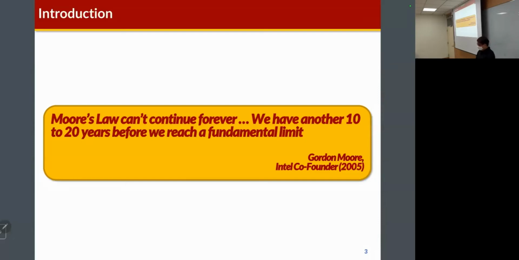Moore also said that Moore's law can't continue forever. We have another 10 to 20 years before we reach a fundamental limit. He said this in 2005, so we are now facing 20 years since 2005. So Moore's law is ending, which means that it's very hard to make use of ever better transistors.